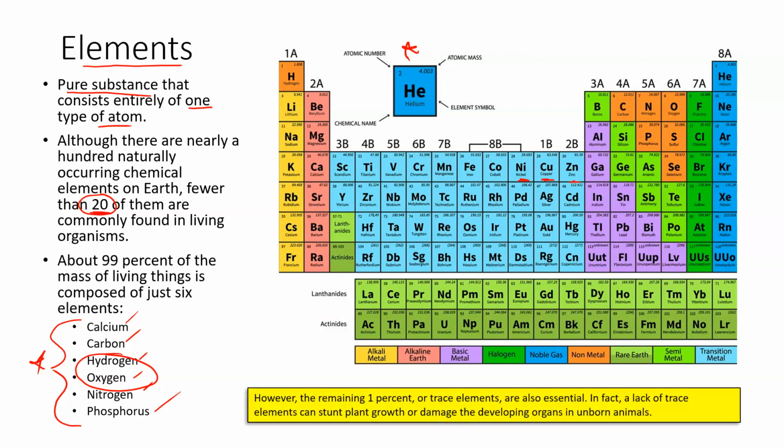Okay, so we said that 99% of the mass of living things is composed of just 6 elements, but there is obviously 1% that we left out, because 99 doesn't equal 100, right? So that 1%, we call these the trace elements, and it is essential, okay? The 99% is absolutely vital, absolutely essential. However, the 1% of trace elements are essential as well, and a lack of trace elements can actually stunt plant growth, and they can also damage the developing organs in unborn animals.